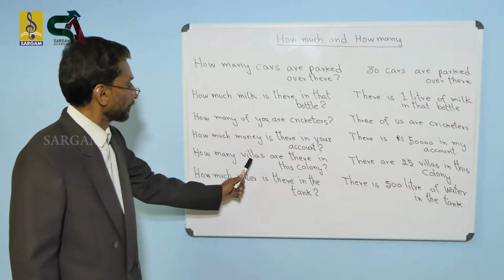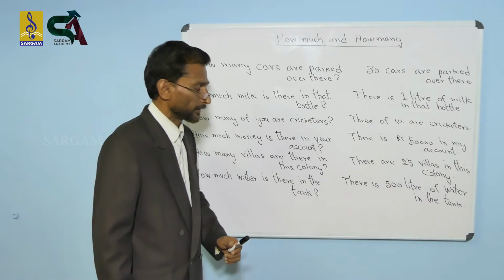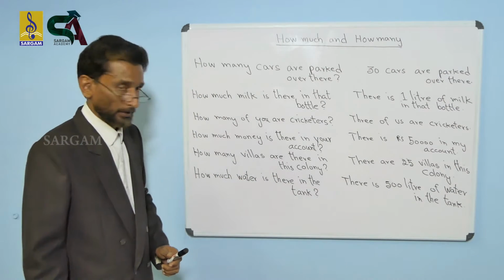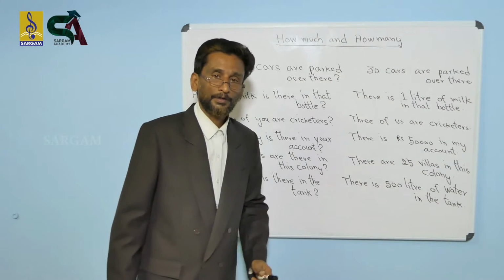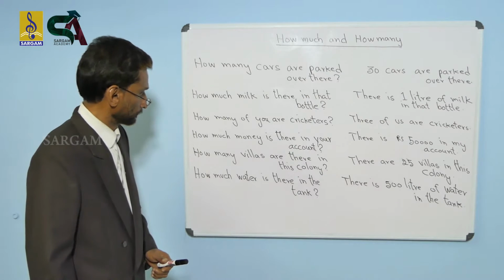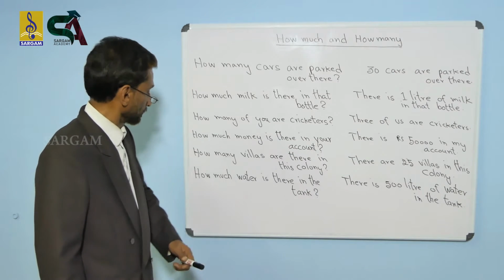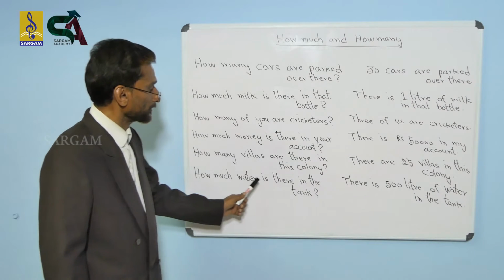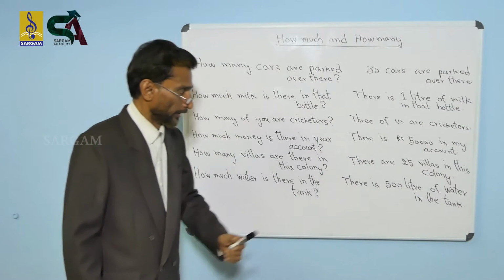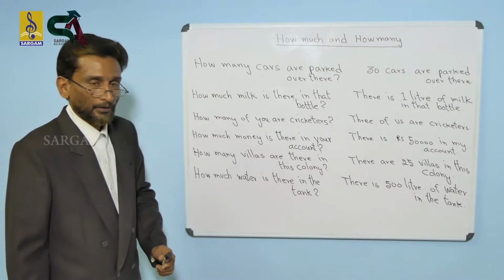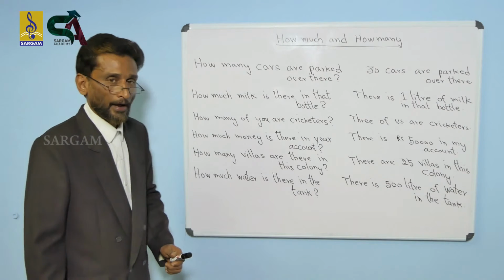How many villas are there in this colony? In this colony, there are 25 villas. Countable. How much water is there in the tank? There is 500 liters of water in the tank.